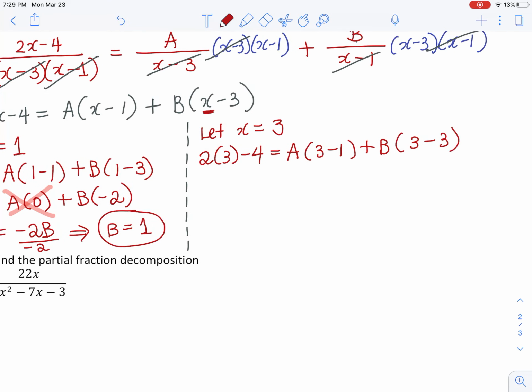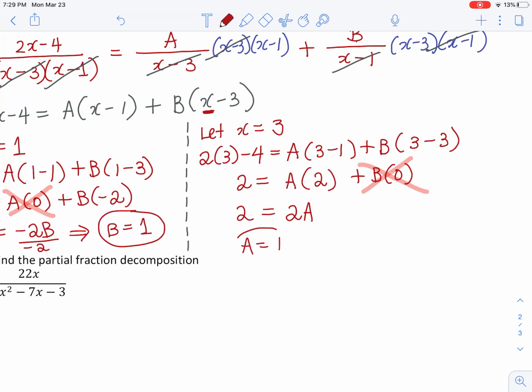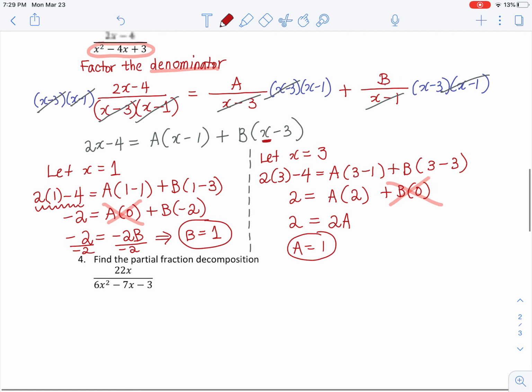Okay, let's see. If I simplify this, I will get 6 minus 4, 2. This will be A times 2 plus B times 0. That's what we wanted. So B times 0 will now cancel out, leaving us only with 2 equals 2A. So what does that mean? A must be equal to 1 again. Oh, A and B turn out to be both 1.